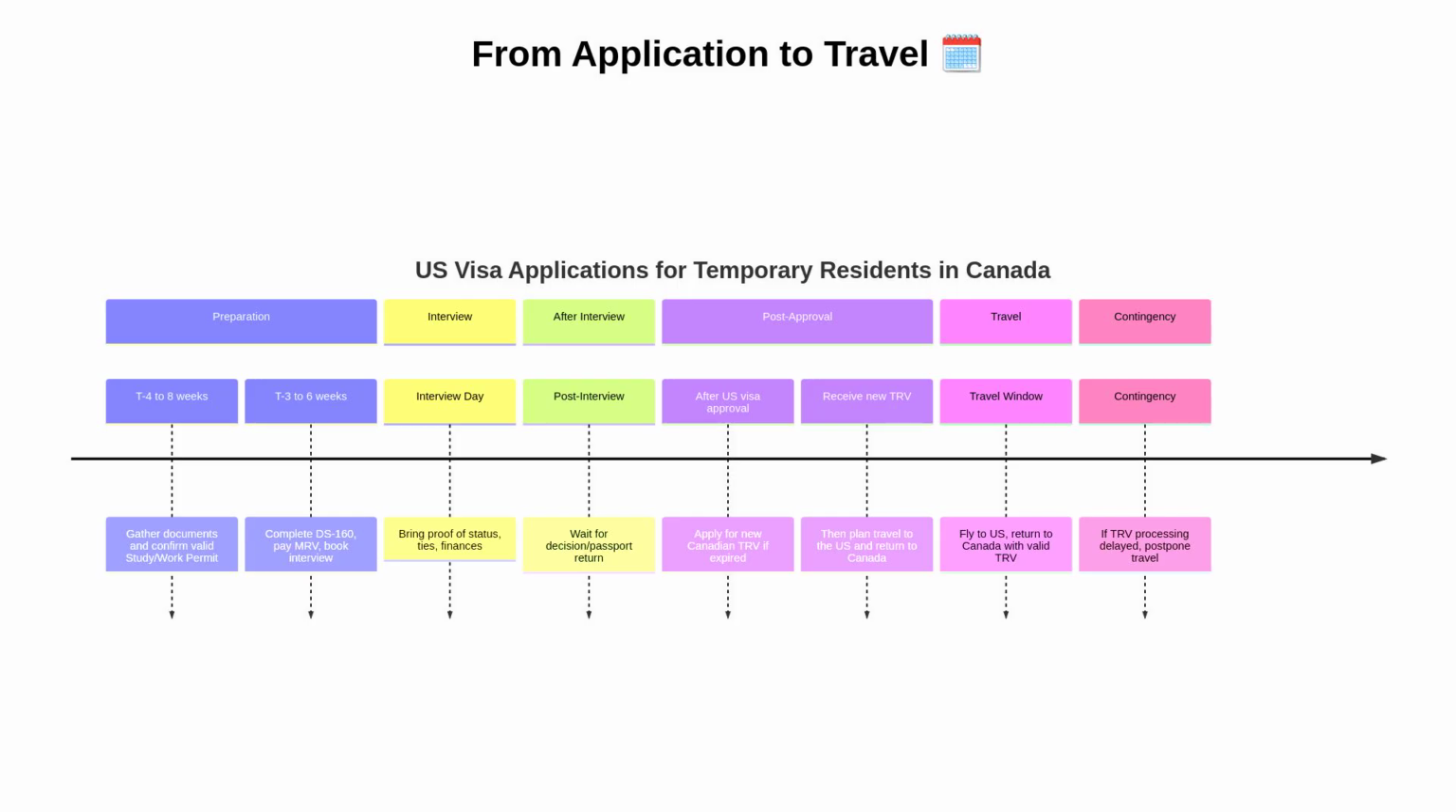If your U.S. visa is approved, but your Canadian TRV is expired, you should apply for a new Canadian TRV before planning any international travel. Once your new TRV is issued, you can travel to the United States and return to Canada smoothly. If TRV processing is delayed, it is prudent to postpone travel to avoid complications with re-entry.